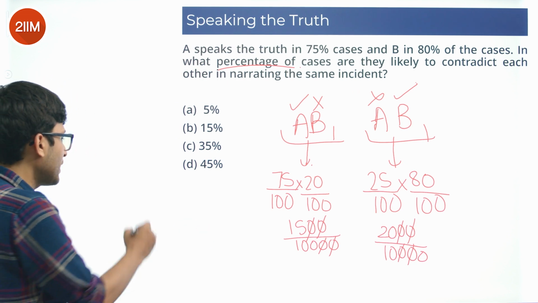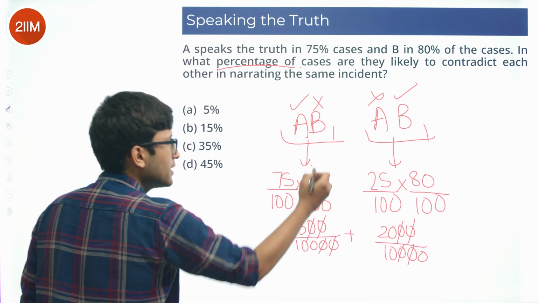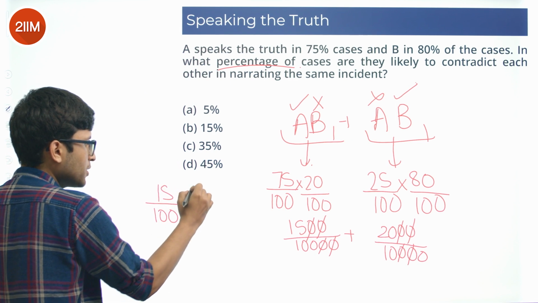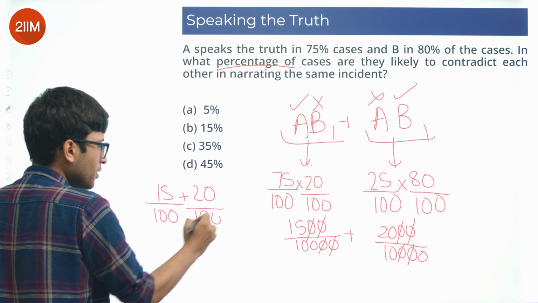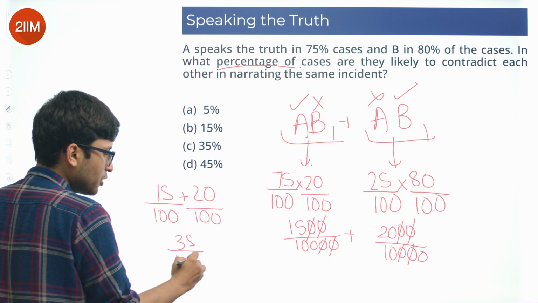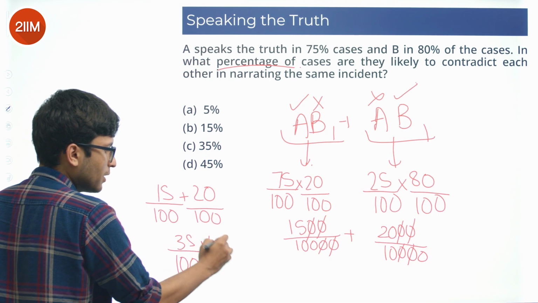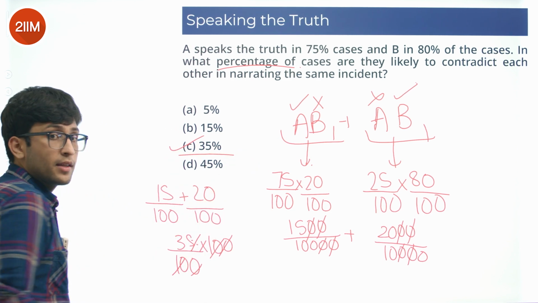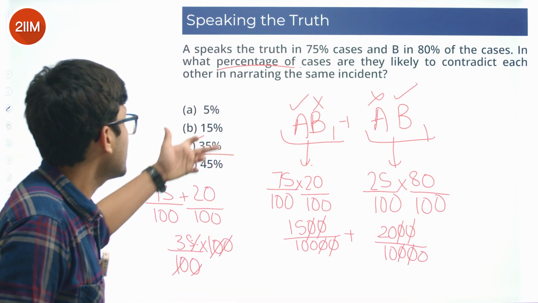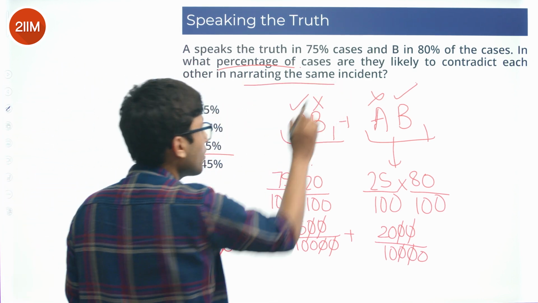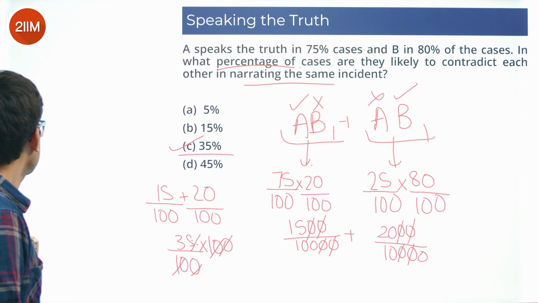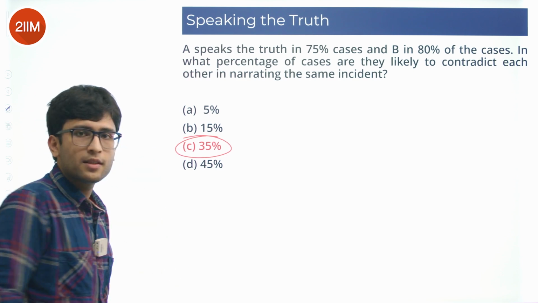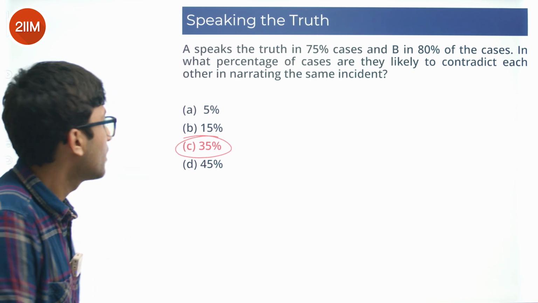So these are my two values and I need to add them because these are the two cases which are possible. So 15 by 100 plus 20 by 100 is equal to 35 by 100, and I need to find out the percentage, so multiply by 100. So I would be getting 35% of the cases. 35% of the overall cases would be the cases in which they are contradicting each other. Let's see whether 35% is my answer. Yeah, we got the same answer. 35% is my answer in this question.